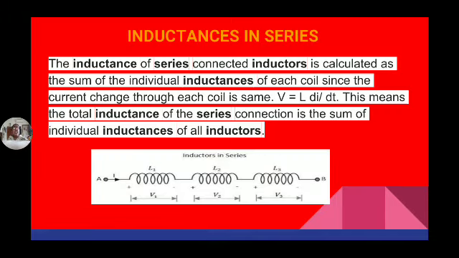When fluxes are aiding each other, the total inductance is equal to L1 plus L2 plus 2M, because in both the inductors the flux passes in the same direction. And if the fluxes are opposing each other, the total inductance is equal to L1 plus L2 minus 2M. In both the cases, L1 is the self-inductance of coil 1, L2 is the self-inductance of coil 2, and M is the mutual inductance between the coils.